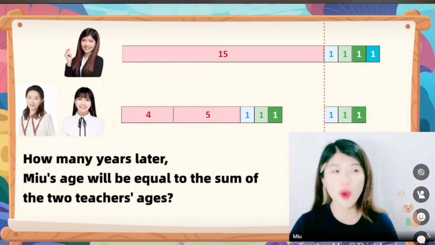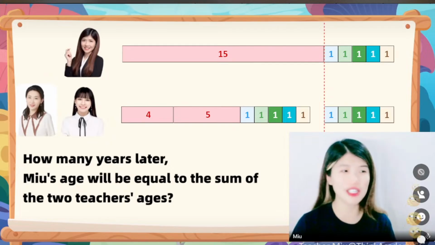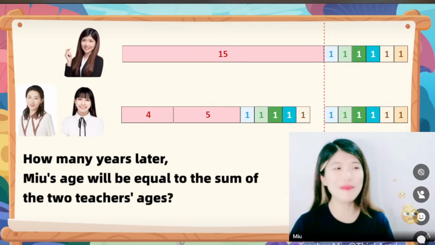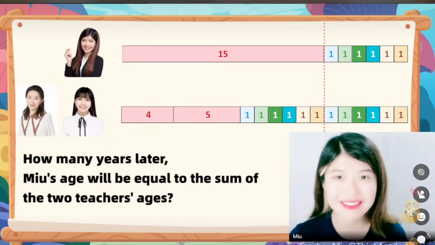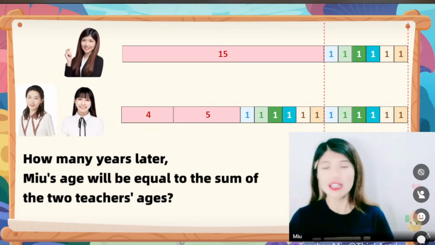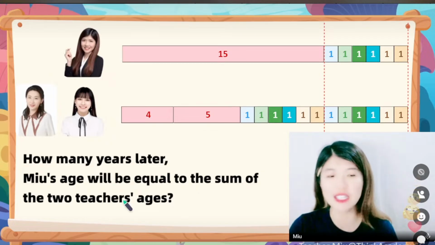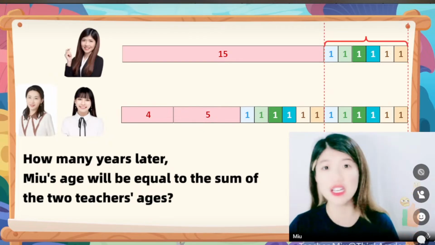Okay, continue. 1 year for Mew, 1 year for Charlene, 1 year for Apple. Not really, right? Good. So 1 more year for each of us. Are we equal now? Well done, dear. Now we are equal. Now Mew's age equals the sum of these two teachers' ages, right? Which takes 6 years.